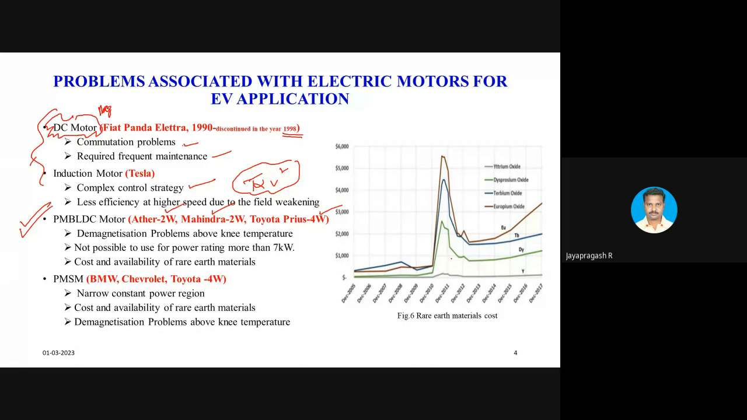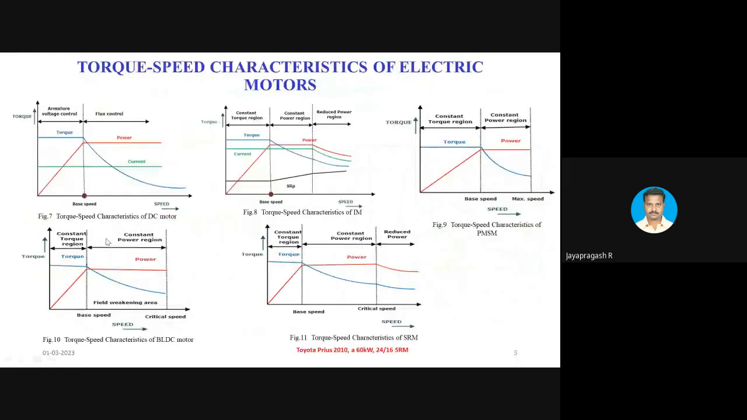For example, here it is stated, in one of the literature, that it is not possible to use it; it's not like that, even if you fabricate more than 7 kilowatt also. I just took it from the literature. But these are the difficulties with the permanent magnet machine. So there is a necessity to use a machine which is magnet free and more robust. That is why we preferred to use SRM.